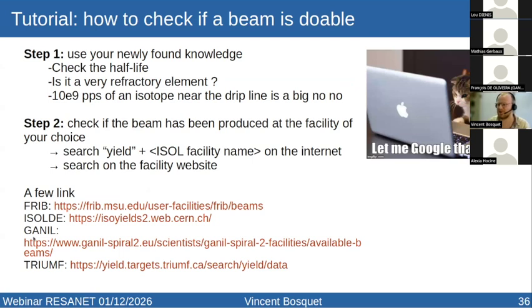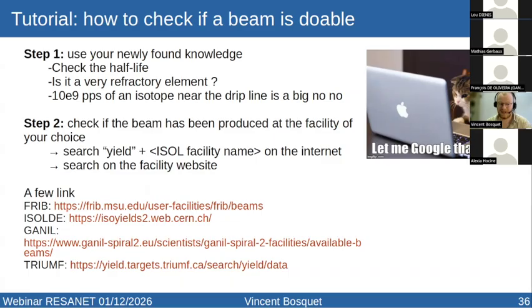Okay, so we are approaching the end of my talk. And this is a tutorial. So how to check if a beam is doable. The first step is to use your newly found knowledge and to go into your favorite nuclear chart and check the half-life. If the nucleus you want to produce has a half-life of a few nanoseconds, you can forget about it. It's not reachable, doable with the ISOL method.